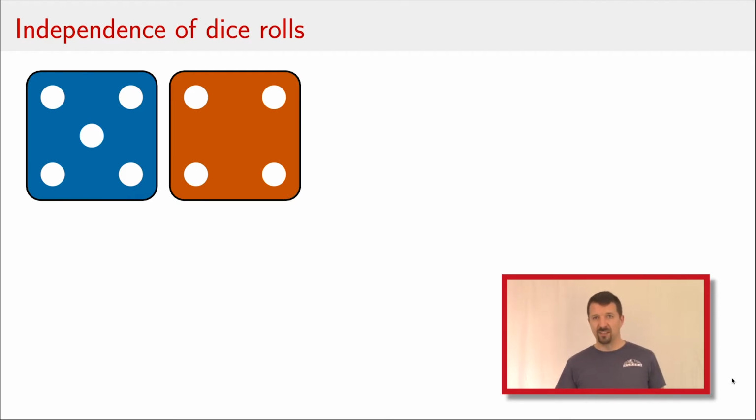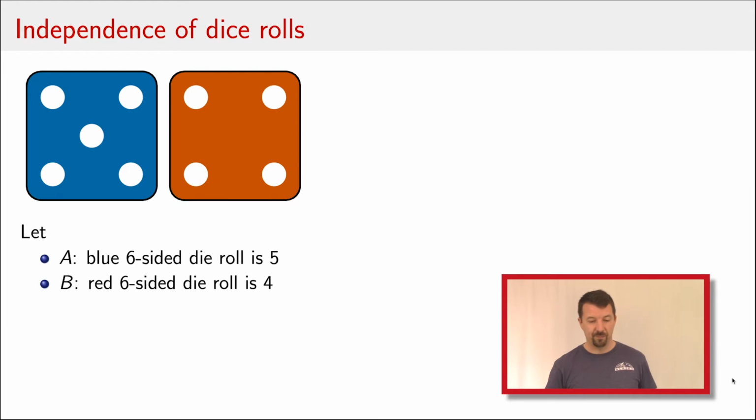So here we're going to be interested in what's the probability that my blue die right here is a 5, and that my red die right here is a 4. Alright, so those are the two events that we're looking at. Here they are. Event A is that the blue die is a 5 and that the red die is a 4. Man, I probably need some bigger dice here.